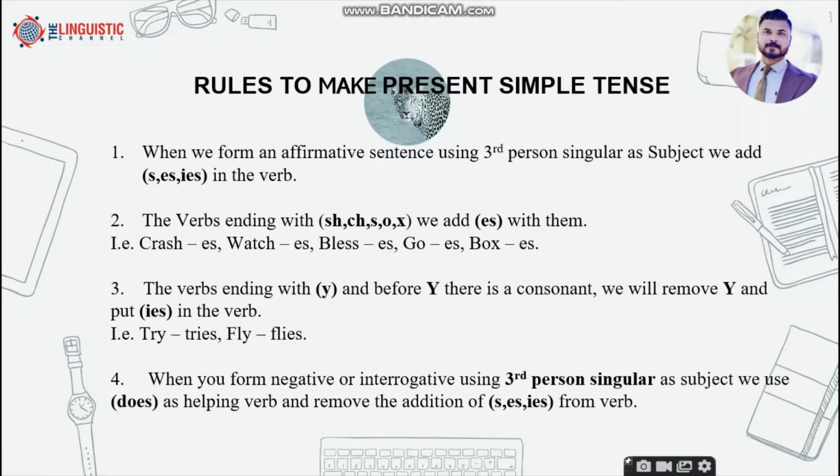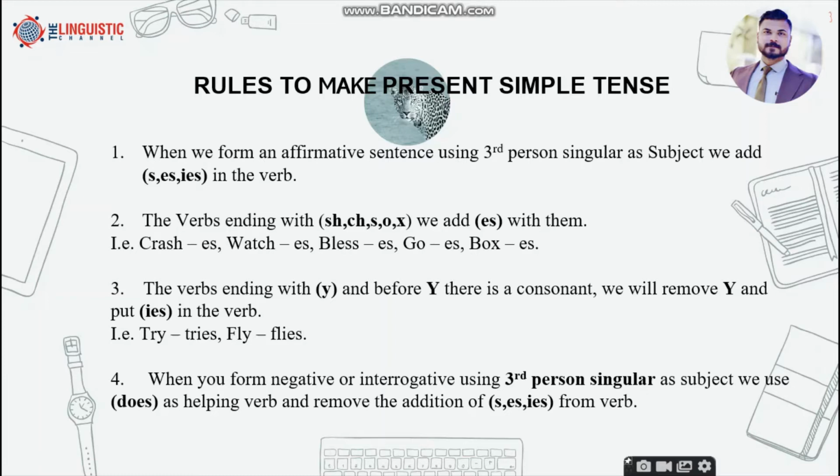ठीक है, तो जिन verbs के आखिर में Y आएगा और Y से पहले consonant होगा तो हम Y हटा के IES लगा देंगे, और अगर Y से पहले vowel होगा, that you call it vowel, which is a wrong pronunciation, right? तो हम क्या करेंगे, हम simple S लगा देंगे, like we do it with play, P-L-A-Y-S.